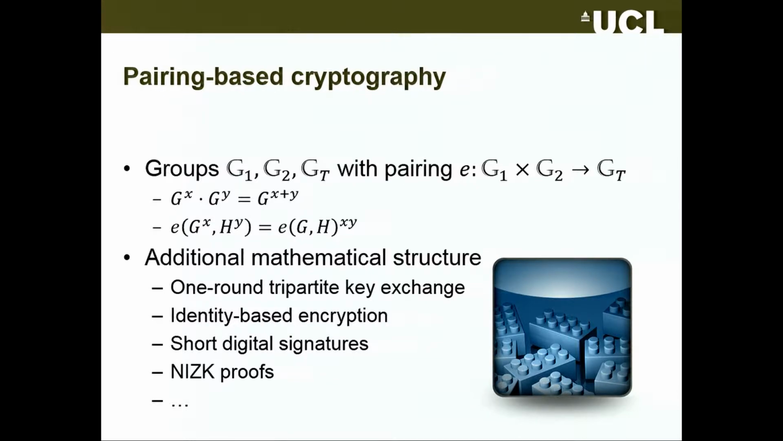Okay, so in some sense, we have the usual group operations. We can multiply group elements, and that corresponds to adding the discrete logarithms. But we can also pair group elements, and that corresponds to multiplying the discrete logarithms. And this additional mathematical structure then allows us to build more complex schemes, such as non-interactive tripartite key exchange, identity-based encryption, short digital signatures, and non-interactive zero-knowledge proofs, and so forth.